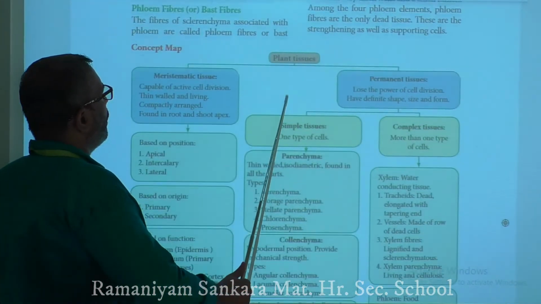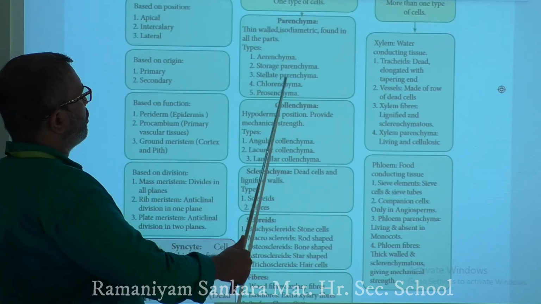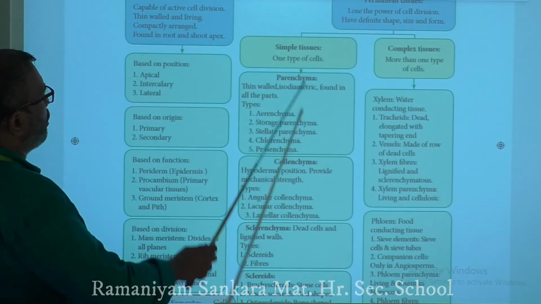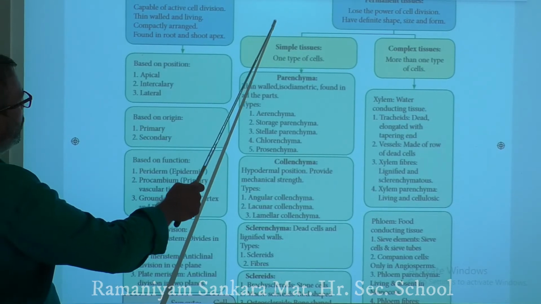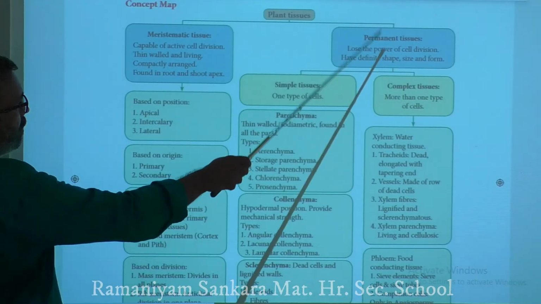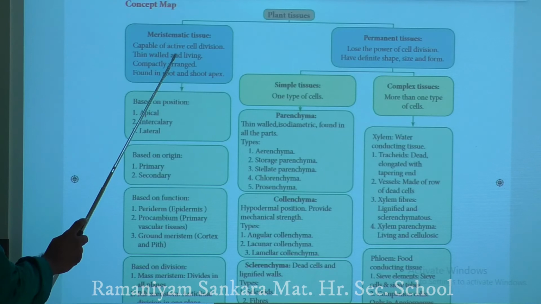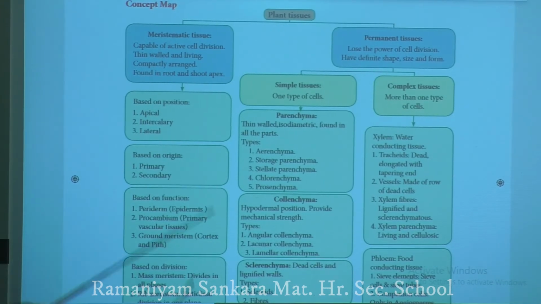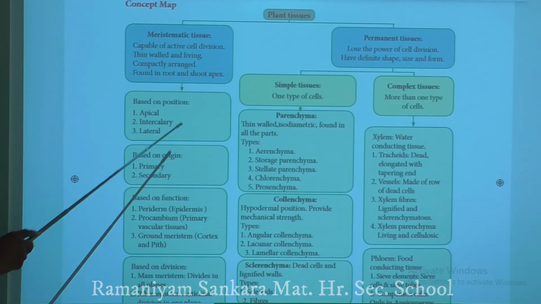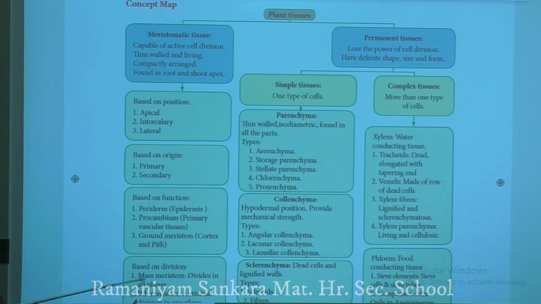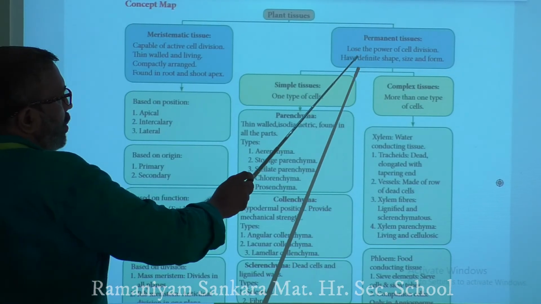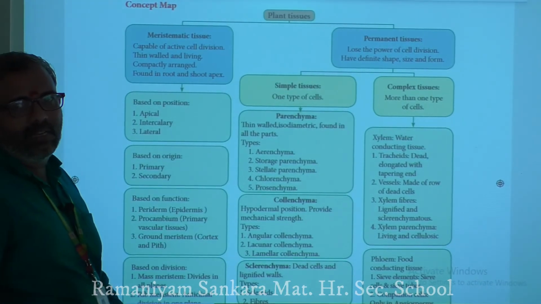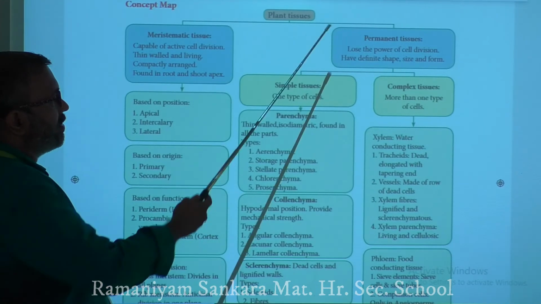Now the overall concept map of plant tissues. They are of two types: one is meristematic tissues, another is permanent tissues. Meristematic tissues are capable of active cell division, and are classified based on position, origin, function and division. Permanent tissues have lost the power of cell division, so cell division is not occurring here.